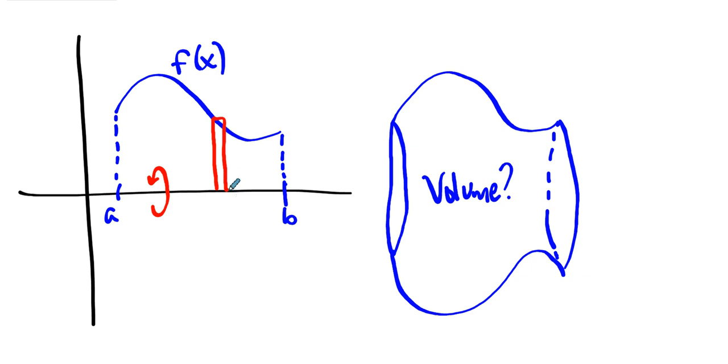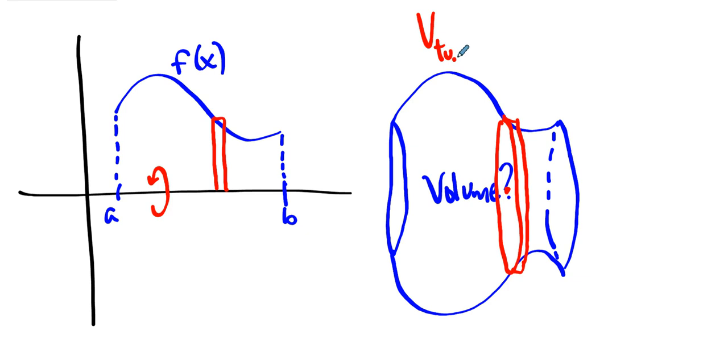And you may have guessed that what we do with this is we consider a representative rectangle that gets spun around this axis here. What happens when you take a rectangle and you spin it about a pole? Well, you get a tuna can, right? This rectangle spins around in 3 dimensions and it gives you a tuna can.